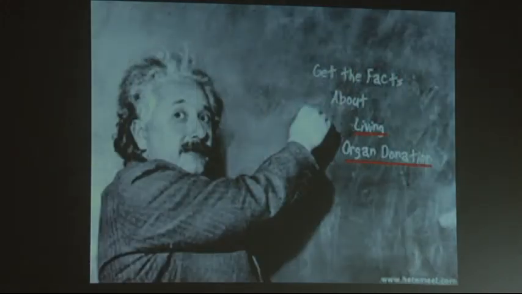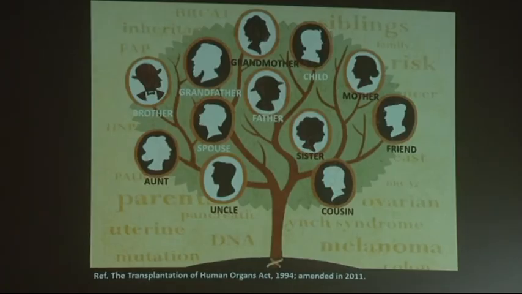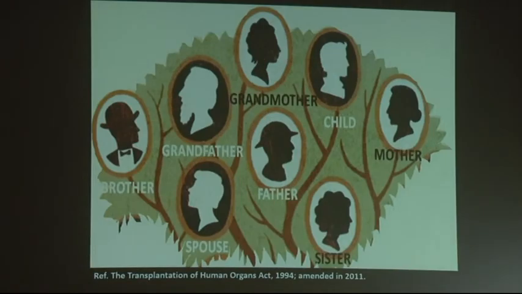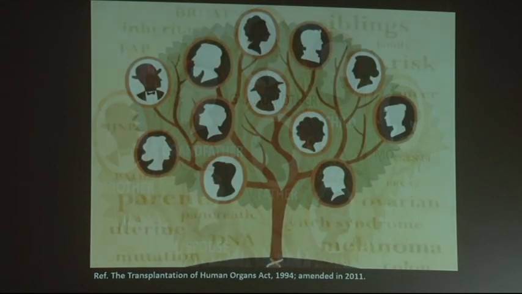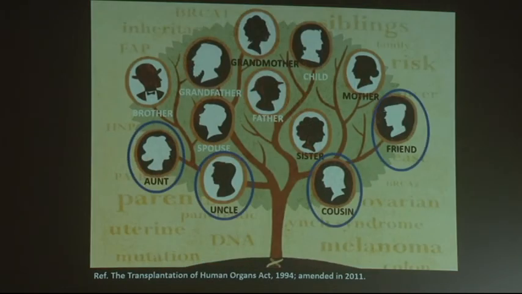Now, let us look at living donation. Who is allowed to donate? The father, mother, brother, sister, children, spouse, and grandparents can donate. If none of these are a match, a friend or distant relative too can donate after approval from the authorization committee.